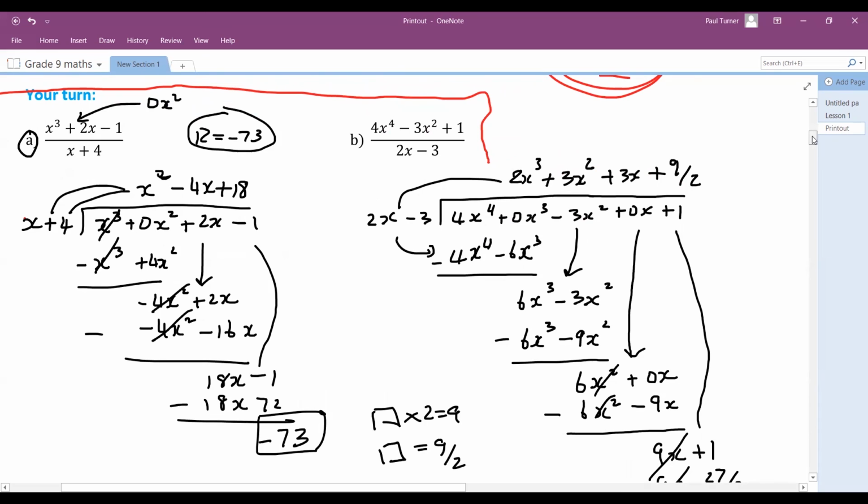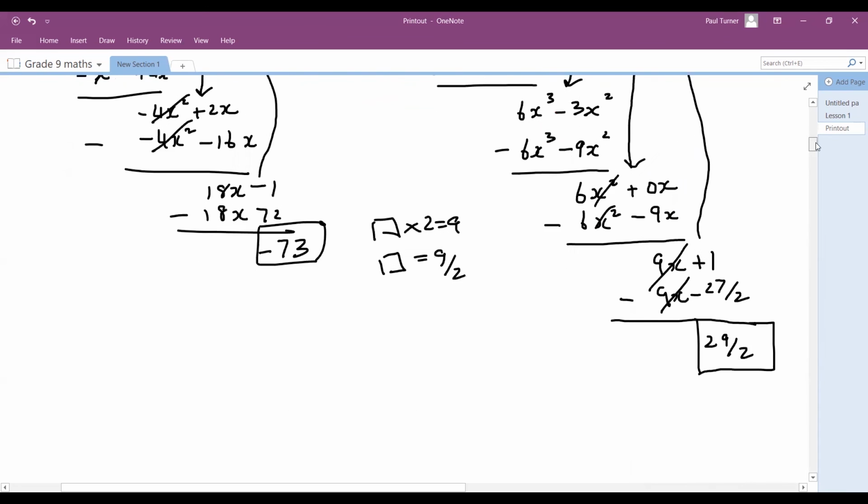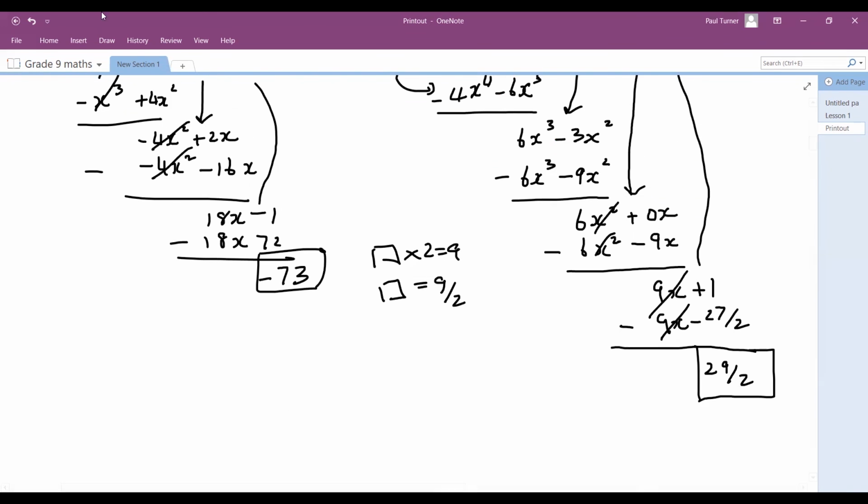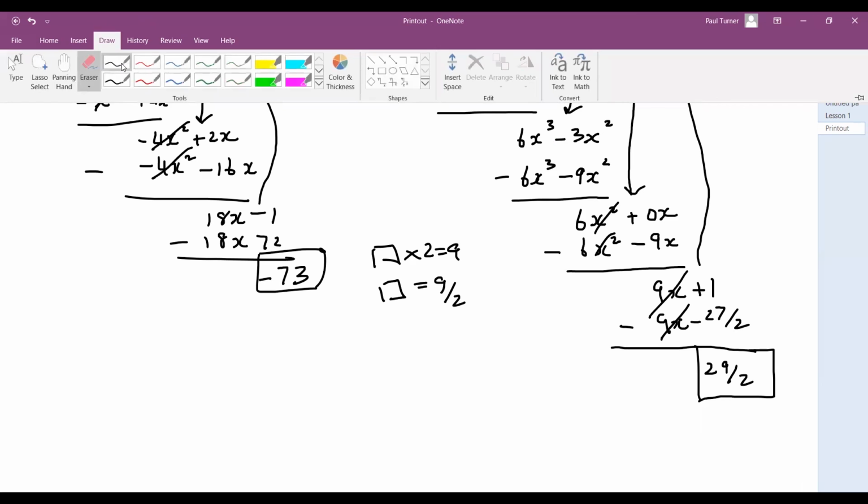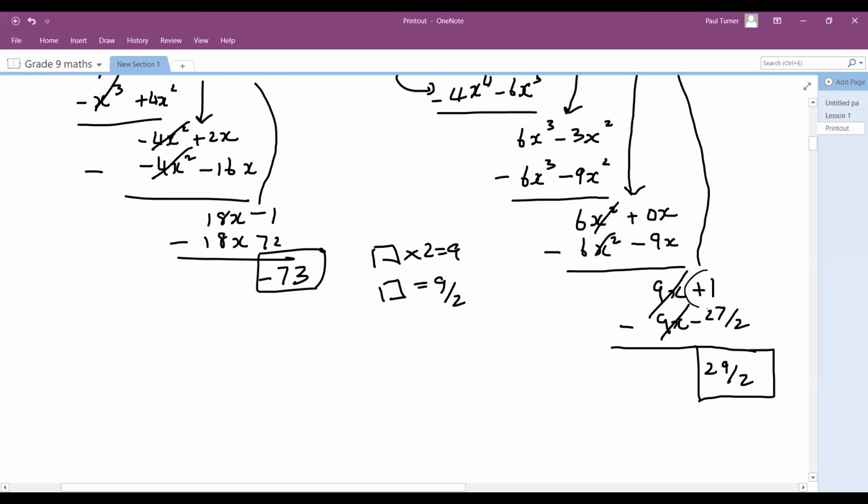Why is the answer 29 over 2? Because I've got one, go back to my drawing. I got 1 here, 1 minus negative 27 on 2. Oh, okay. I see. 9 minus 9 is gone off, obviously. Okay. And that would become plus, and I changed my 1 to 2 on 2.